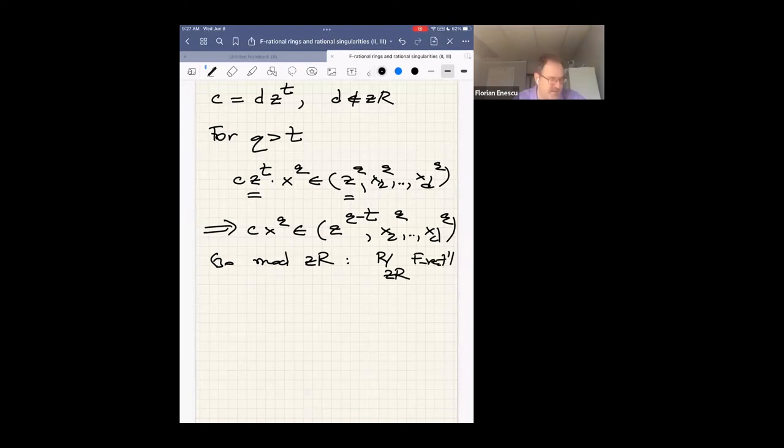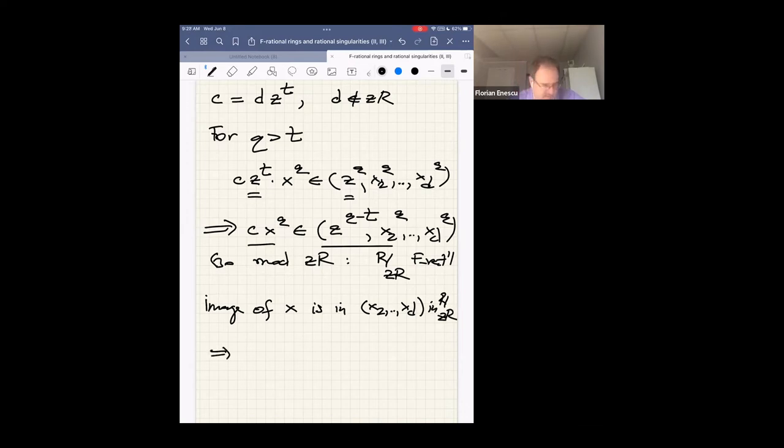Okay. So what does that mean? It means that if you look at this relation, that gives you a tight closure relation in the quotient if you go mod Z. So the image of X is in the tight closure of the image of X2, XD in R mod ZR, because that was F-rational.